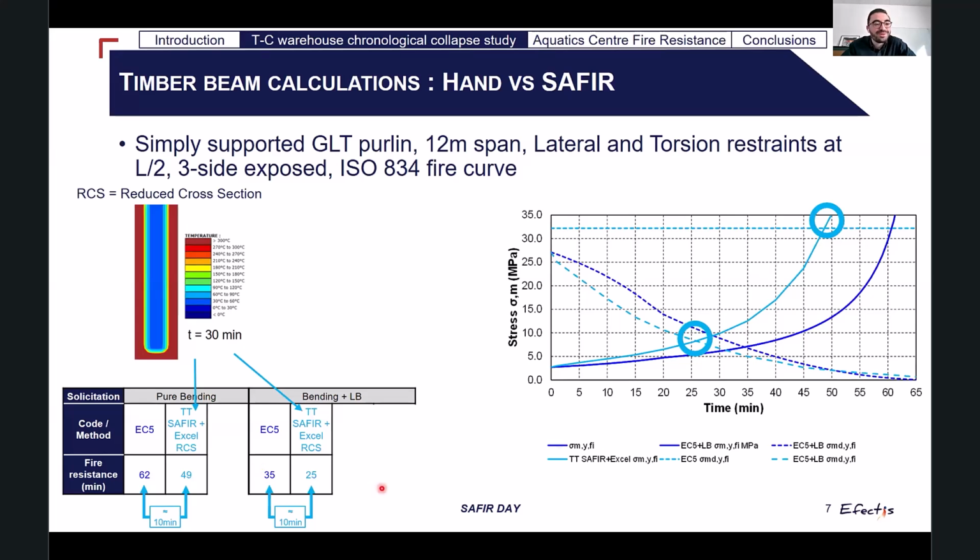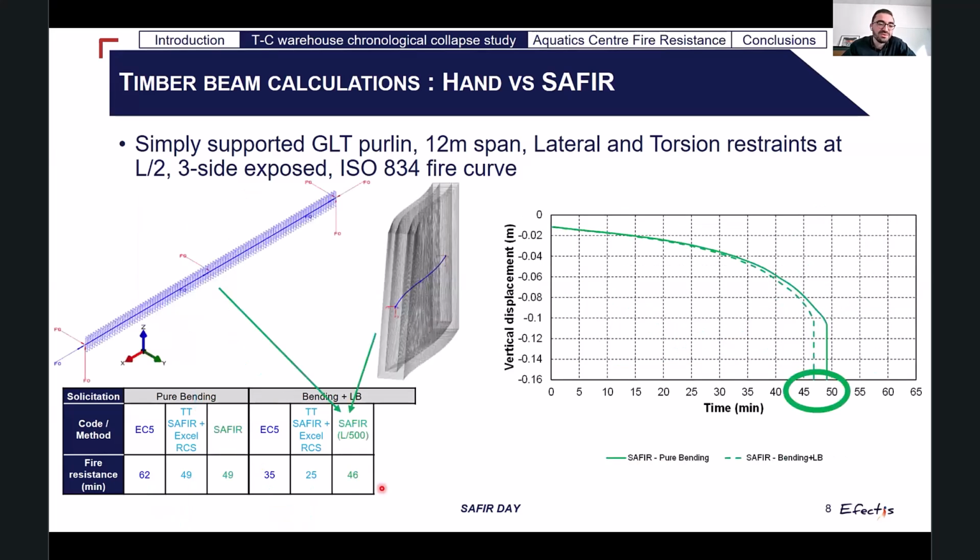Now that you have done your thermal transfer analysis, you can perform a thermomechanical analysis in SAFIR. Of course, in pure bending, you will get the exact same results, which is normal. But what's interesting here is that you only lose 5 minutes if you take into account the lateral buckling in your simulations. So it's quite a big difference from what we lose thanks to Eurocode 5.